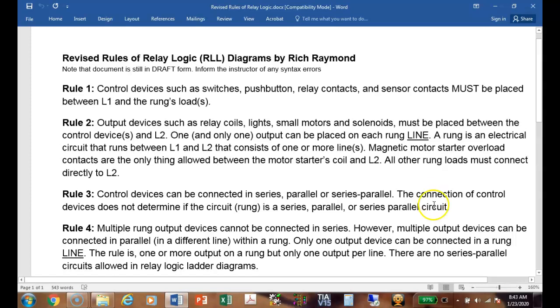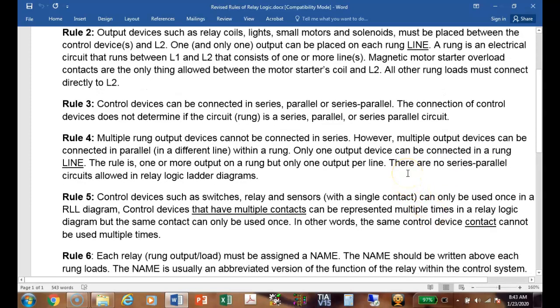Okay. Control devices can be connected in series, parallel, or series parallel. The connection of control devices does not determine if the circuit is series, parallel, or series parallel. That's determined by the loads, right? Not by the switches and the contacts. We can connect those any way depending on how we want to control the rung.